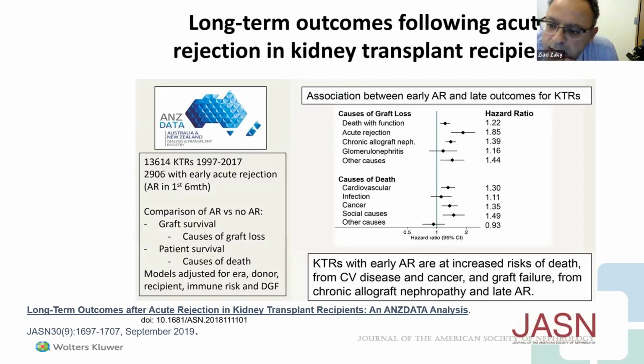As a background, there is definitely data, and this is from SRTR data, about the long-term outcomes following acute rejection in kidney transplant recipients. This is based on 13,000 kidney transplants over a 20-year period and more than 2,900 rejection episodes, especially acute rejection in the first 6 months. It showed definitely that acute rejection in the first 6 months has an impact on graft loss and patient survival. You can see the hazard ratio in terms of acute rejection, chronic allograft nephropathy, as well as increase in patient deaths and mortality.